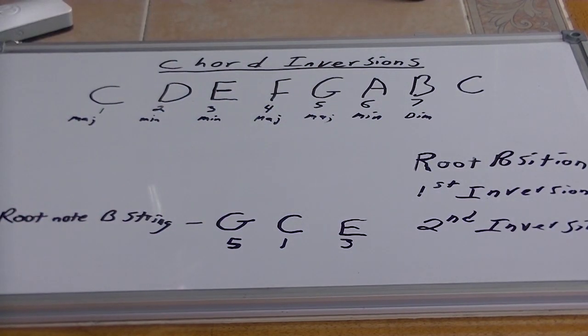And this doesn't change. If we use any of these root note B string fingerings for a major chord, the note on the G string will be the fifth. The note on the B string will be the root, and the note on the E string will be the third.